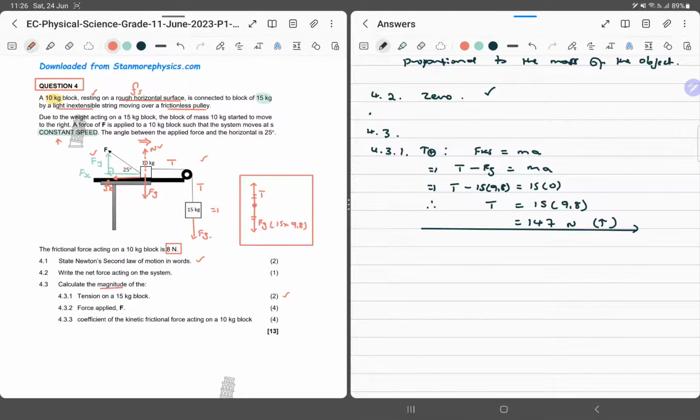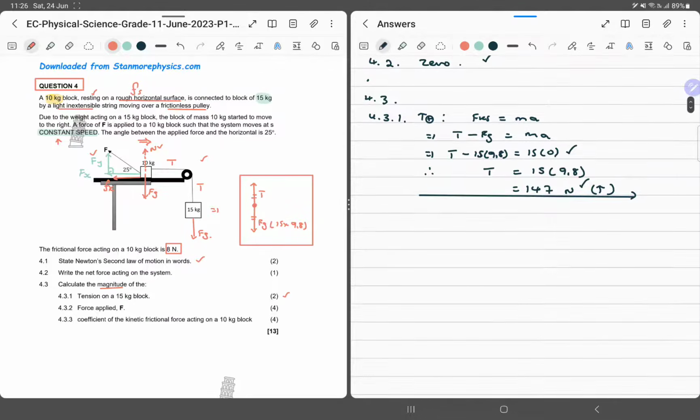So sometimes we can use an arrow to indicate the direction, but it's not a necessity here. What matters here is essentially the substitutions and the answer, okay? Because it's pretty straightforward. So 4.3.2 says the force applied.